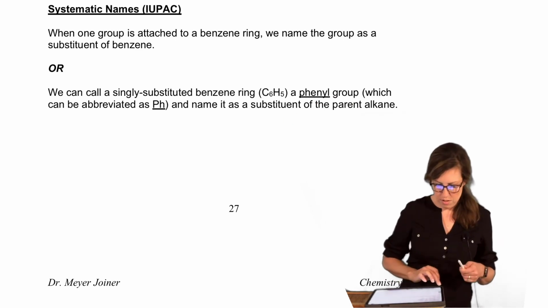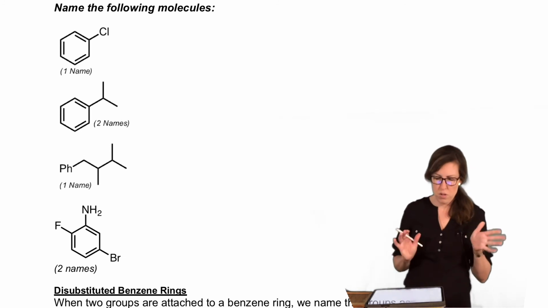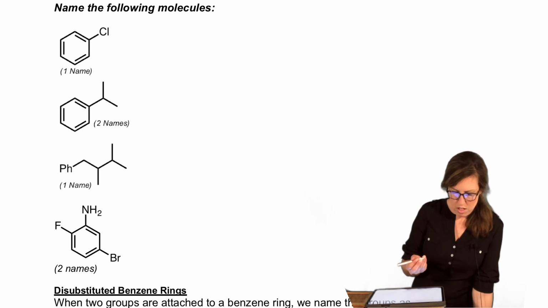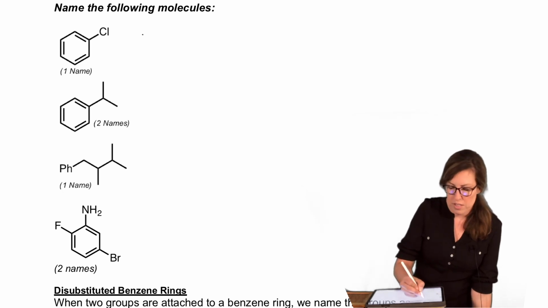So let's get into some examples. These are the most common ways of naming benzene. This is pretty simple. Monosubstituted, benzene's the parent, and chlorine's the substituent. So we say chlorobenzene.